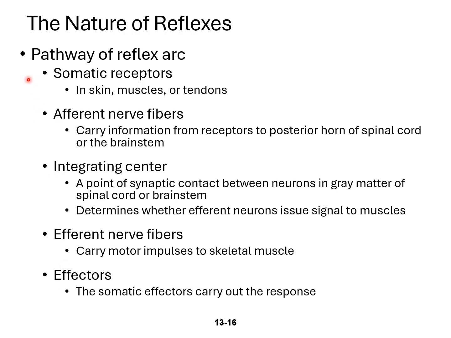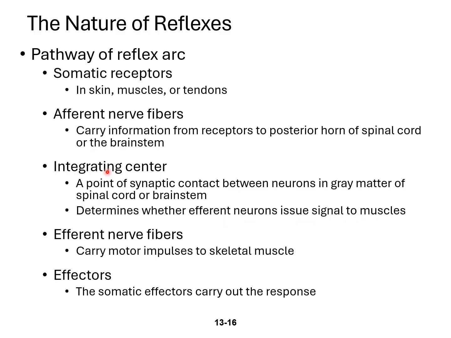So the pathways. You have receptors for somatic reflexes in the skin, muscles, or tendons. Afferent is always going to carry it into the spinal cord or all the way up to the brainstem. Then it's going to be that interneuron, the integrating center. This is where synaptic contact occurs between the neurons in the gray matter in the spinal cord or brainstem. This determines whether the efferent neurons issue signals to the muscle.